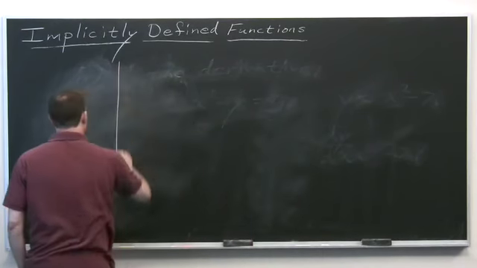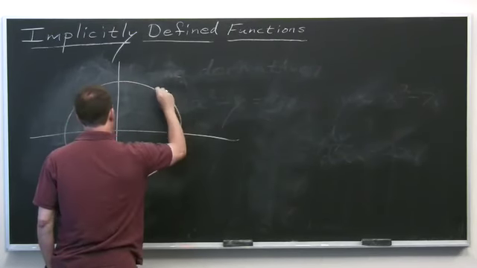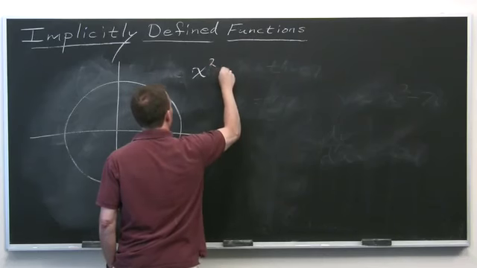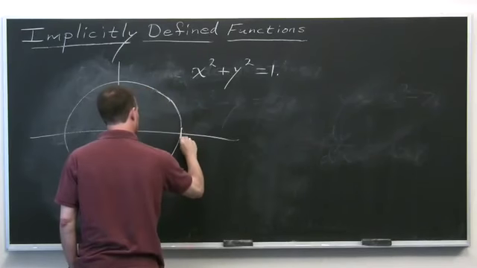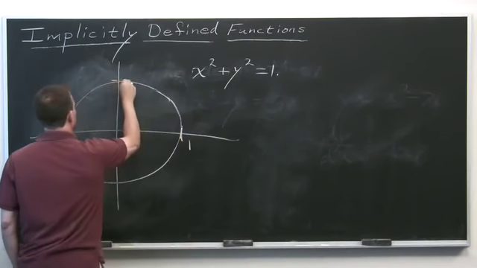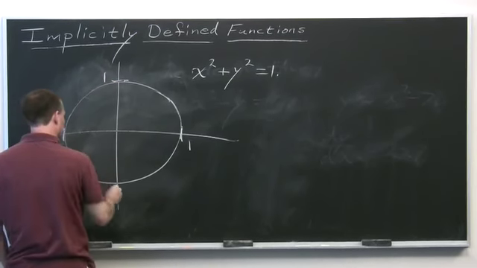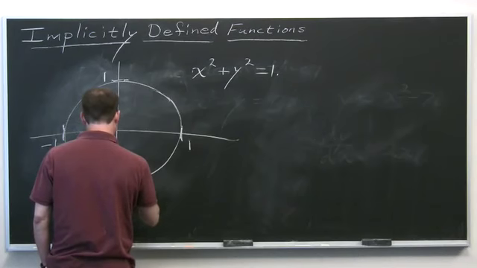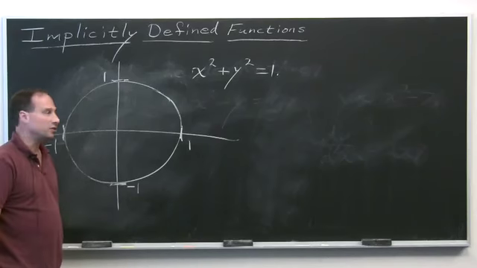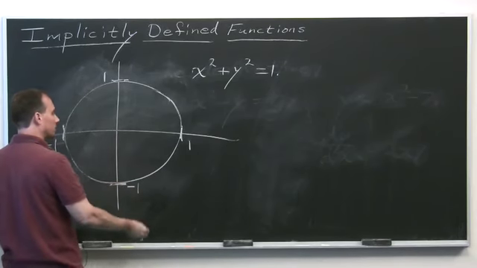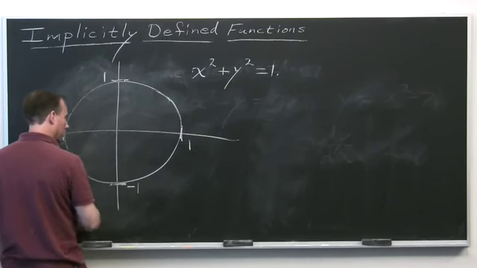So here's the graph of x squared plus y squared equals 1. Graphically, how do you see that this is not the graph of a function? Well, to be the graph of a function, if you're given an x value in the domain, so some x value that you get, you're supposed to have one y value.